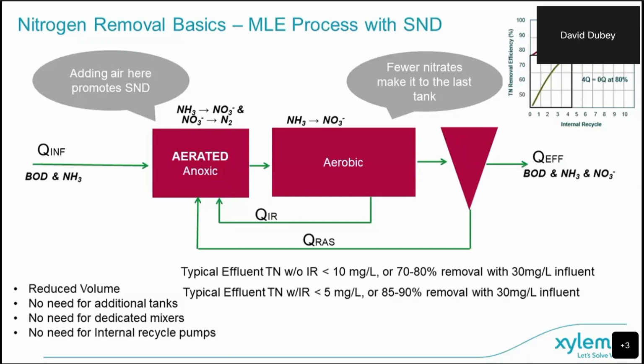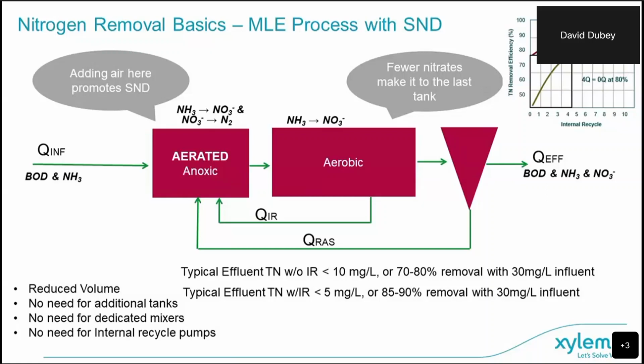So when we talked about a standard MLE process, we typically can get to less than 10 with an internal recycle. Well, with an aerated anoxic setup like this, if we don't have the IR, we can get to less than 10 without having that IR. And so that provides us some pumping benefits. It provides us some tank benefits and some other benefits as well.